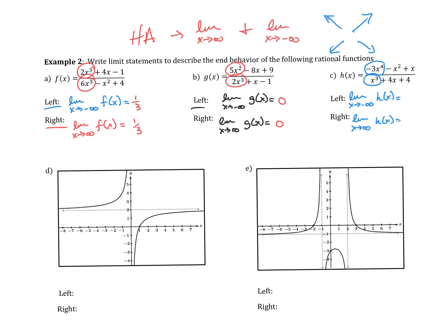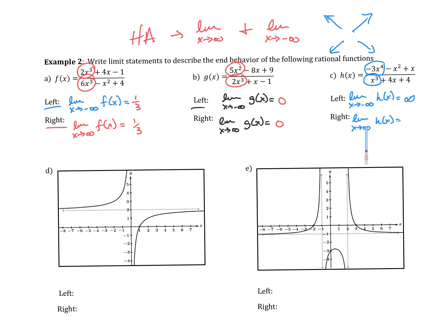Negative. So I have a negative over a negative, which makes it what? Positive infinity. And so as x approaches negative infinity, h of x goes to infinity. And I'm going to say this again: as x decreases without bound, h of x increases without bound. All right, so we're going to do it again.